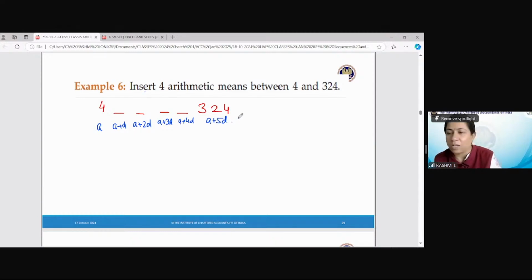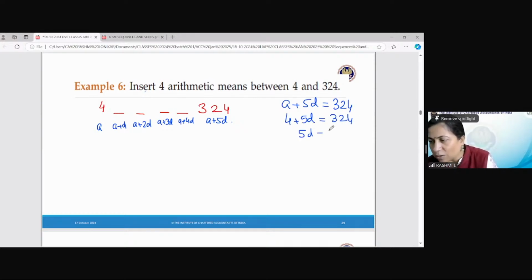Okay, so from here what do I get? a plus 5d is equal to 324. a I know is 4. 4 plus 5d is equal to 324. So 5d is equal to 324 minus 4, which is equal to 320. So d is equal to how much? 320 upon 5, that is 64.